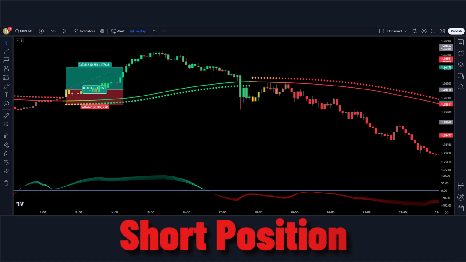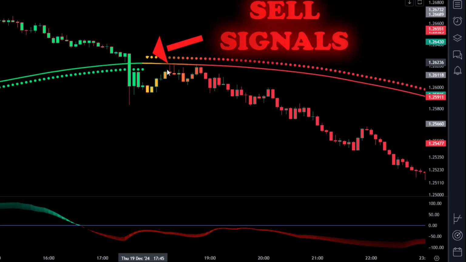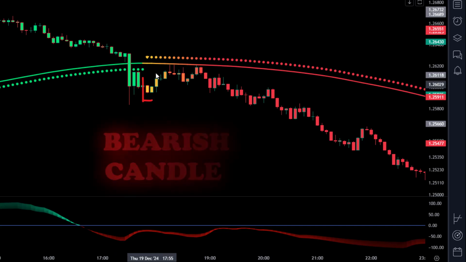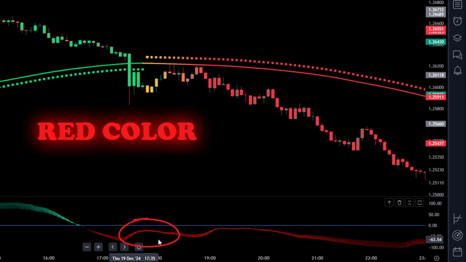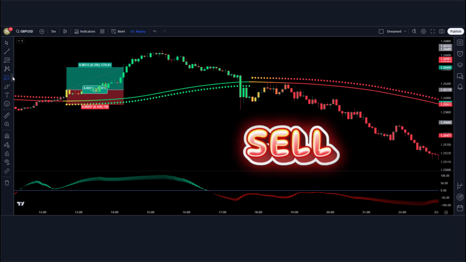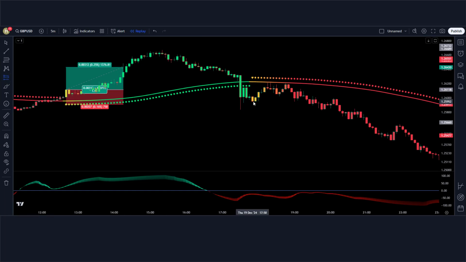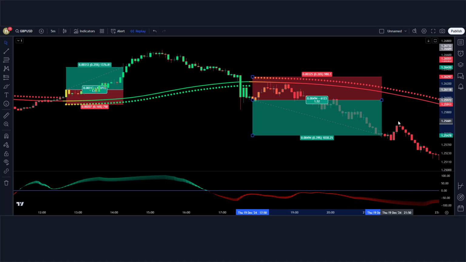Now let us understand short position. When the trend filter indicator gives us falling sell signal. When the market has formed a bearish candle. When the ribbon of the GAN-LSVZO indicator is red color and below the plot line. If this condition is fulfilled, then we will place sell order. Our stop loss will be placed above the falling sell signal. And the risk to reward ratio will be 1:1.5. The market has completely hit the target.